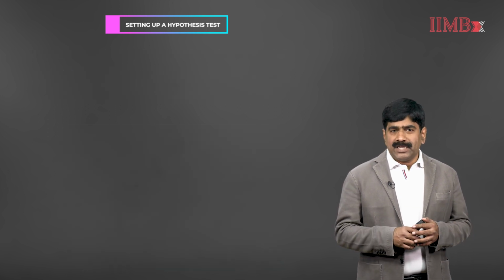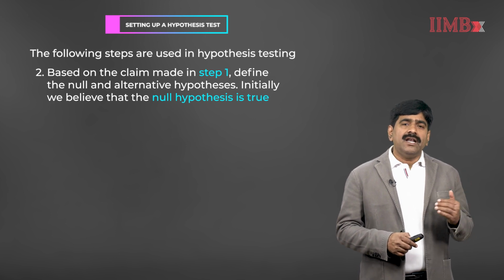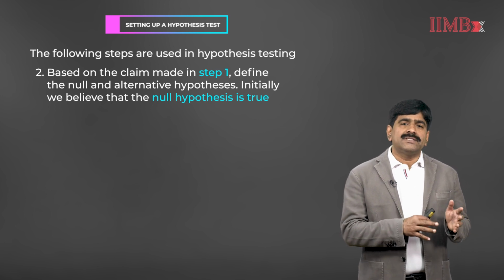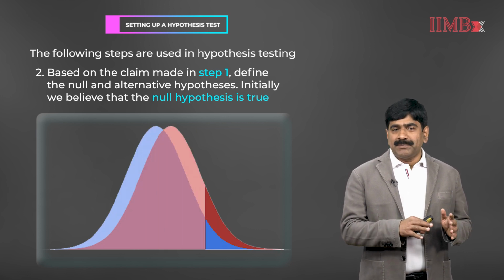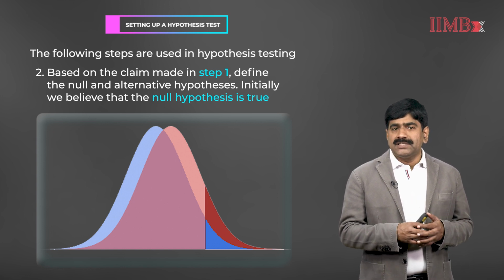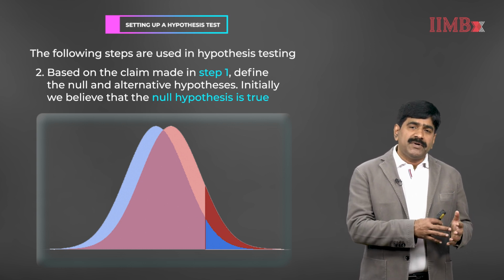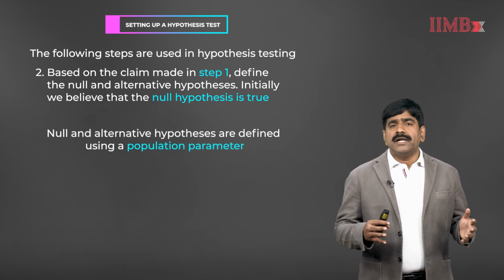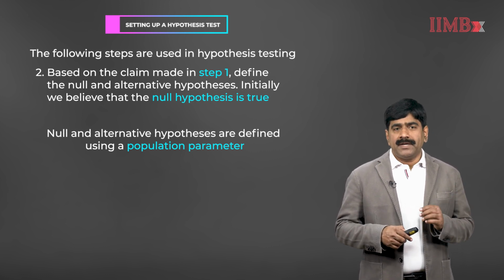Let us look at the second step in hypothesis testing. Based on the claim made in step 1, we define null and alternative hypothesis. Initially, we believe that the null hypothesis is true. In general, null hypothesis means there is no relationship between two variables under consideration. For example, null hypothesis for the claim women use social media more than men will be there is no relationship between gender and the average time spent in social media. Null and alternative hypotheses are defined using population parameter if it is a parametric testing.